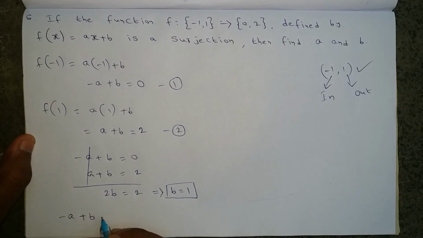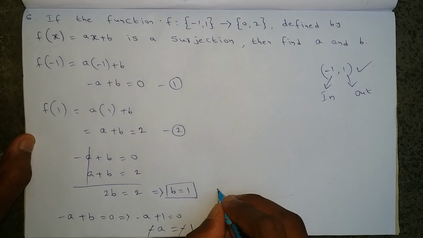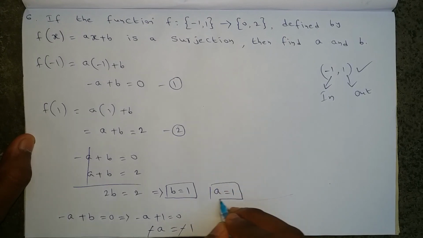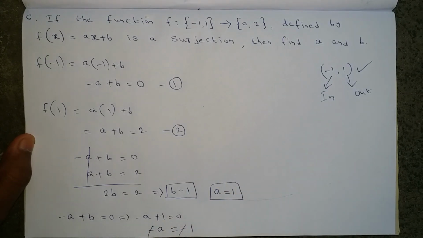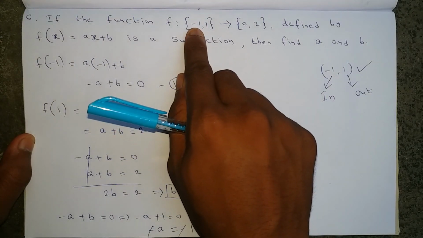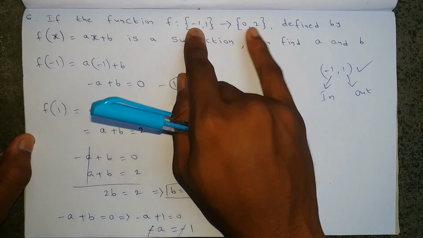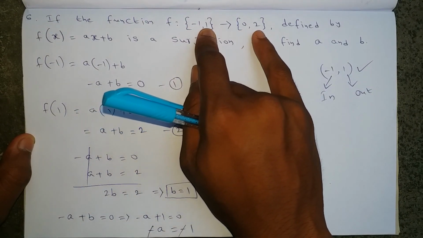Minus a plus b is equal to 0. In the place of b, I will substitute 1. So minus a plus 1 is equal to 0. Now plus 1, if we take it to the right side, it will become minus 1. So we get minus a is equal to minus 1. Here both minus signs get cancelled. So we get a is equal to plus 1. This is all we did when minus 1 is giving the answer 0 and plus 1 is giving the answer 2.